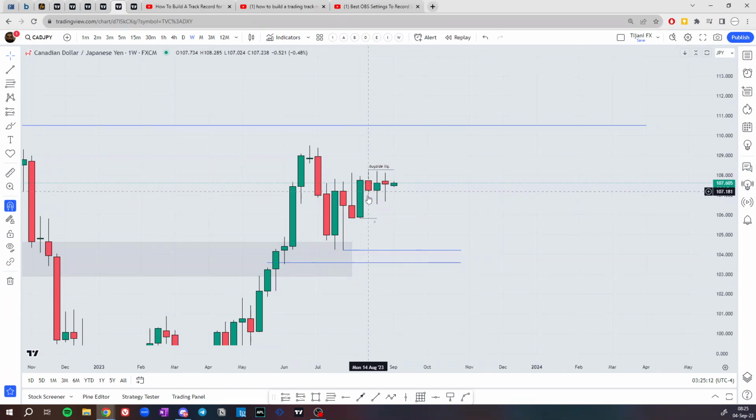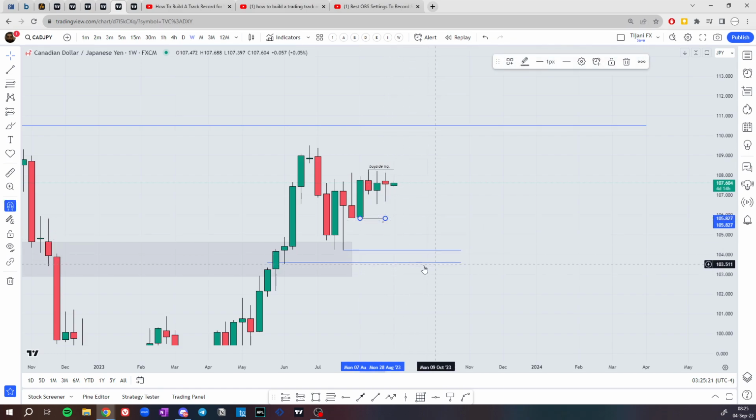So the confirmation from me for price to drop lower to this level is this low. If price takes this low here, there is a higher chance that price is just going to drop lower, filling the monthly fair value gap, then a continuation higher. I'm not saying a continuation lower, but I'm going to wait for a confirmation.